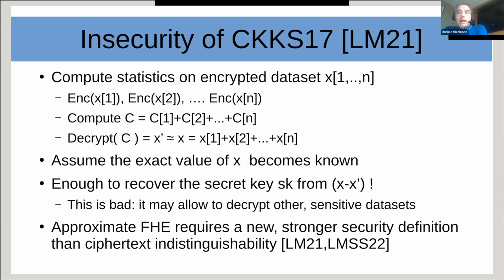And so it turns out, and this is what we showed last year at Eurocrypt in a paper with my former student Bayu Lee, we showed that just the fact that these two values are different, X and X prime, opens the door to some serious attacks. Given the difference between X and X prime, it is possible to recover the secret key of the scheme. So the fact that the result is approximate leaks information about the key.